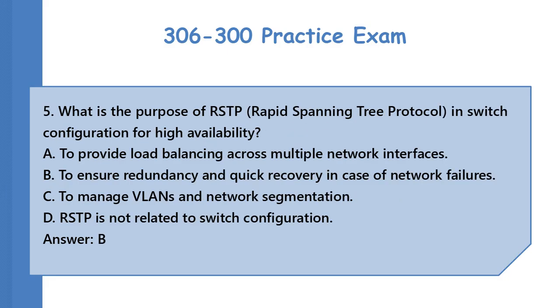5. What is the purpose of RSTP, Rapid Spanning Tree Protocol, in switch configuration for high availability? A. To provide load balancing across multiple network interfaces. B. To ensure redundancy and quick recovery in case of network failures. C. To manage VLANs and network segmentation. D. RSTP is not related to switch configuration. Answer: B.